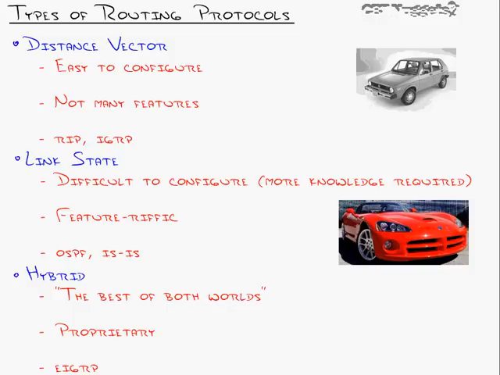Now, down at the bottom, you see the hybrid. And this is the Dodge Viper Rabbit, if you will. It's the best of both worlds. Really easy to configure, but gives you all the features of a link state protocol. The Achilles heel of this hybrid routing protocol is that it is proprietary, and the one example of it is EIGRP. Cisco made it, and only Cisco runs it.